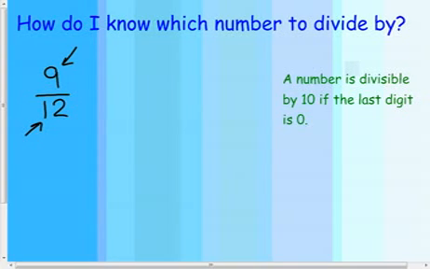So in this case, I look at it and knowing my multiplication facts, I know 3, 6, 9, 12. I know that 9 and 12 are both products of 3, that they're both multiples of 3. So if I divide by 3 on the top and also 3 on the bottom, then I can simplify this fraction. 9 divided by 3 is 3, and 12 divided by 3 is 4.